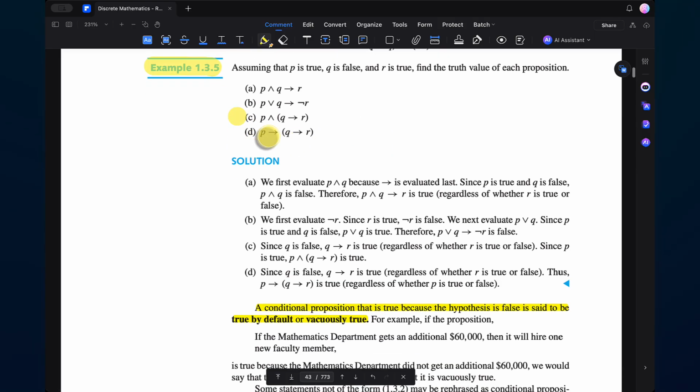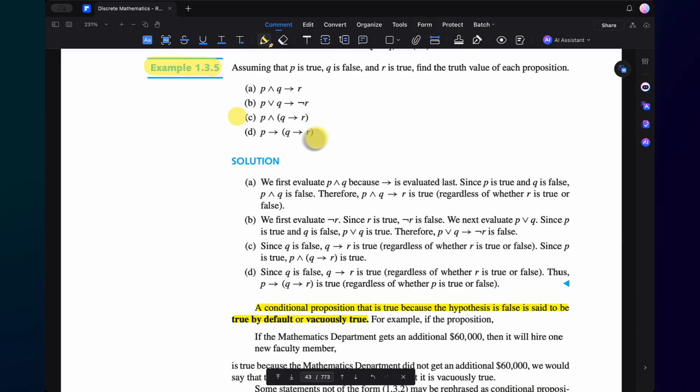Now let's look at the last one. P implies, let's see. Well, P is true. Implies Q implies R. Now, what does Q imply R? Q is false and R is true. So Q implies R is true. Therefore, P implies Q implies R is also true.